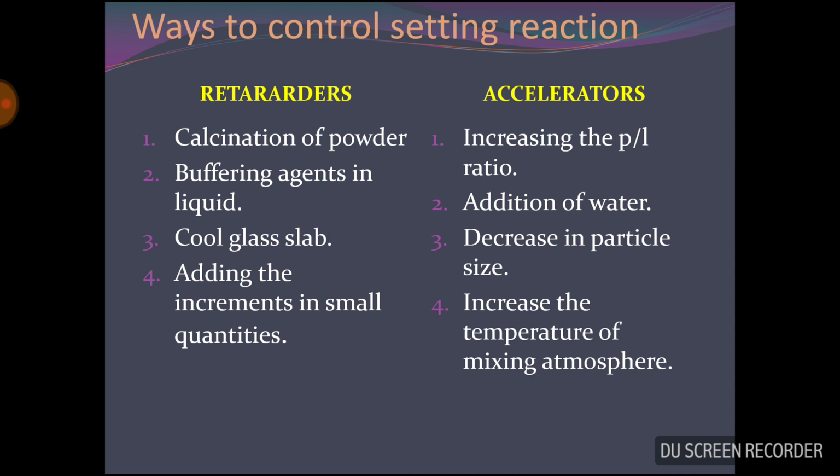Accelerators. Increasing the powder to liquid ratio and addition of water also accelerates the setting reaction, as does a decrease in the particle size of the powder and increasing the temperature of the mixing atmosphere.